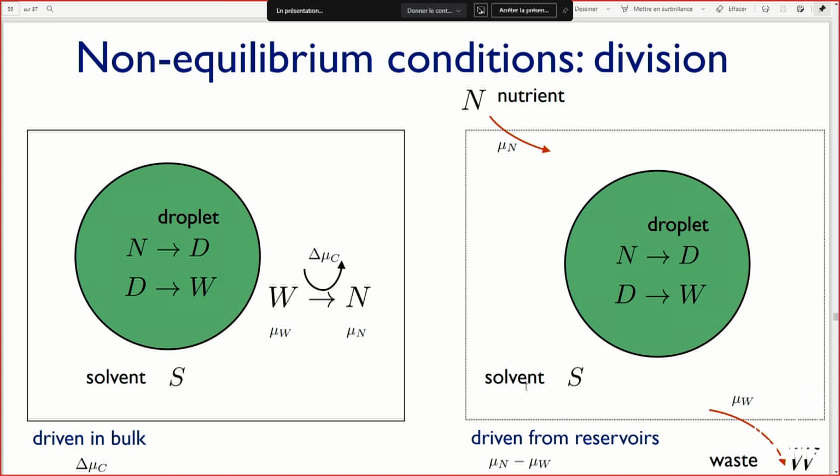While the other way to do it is via reservoirs, via boundaries. You provide the nutrient in an N reservoir and the waste in a W reservoir, and you have permeable walls. But now there's no breaking of detailed balance inside the box. So all the rules are thermodynamically consistent with detailed balance, and the only breaking of detailed balance is via the boundaries. Yes?